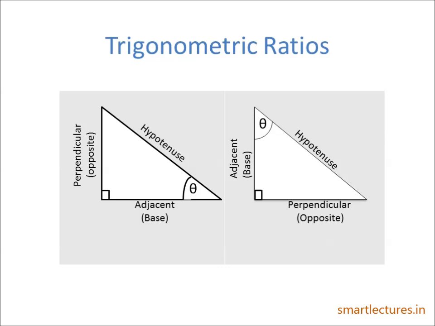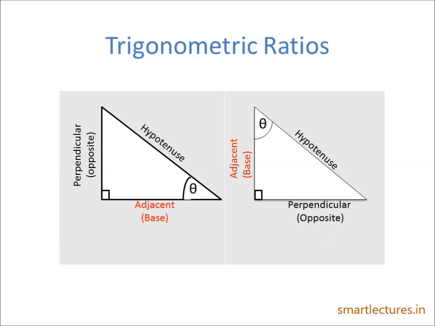Remember from your previous classes, if we have a right angle triangle, then the side just opposite to the right angle is called as the hypotenuse, and the side just opposite to the angle is called as the perpendicular or the opposite side, and the other side is called as the base or the adjacent side.